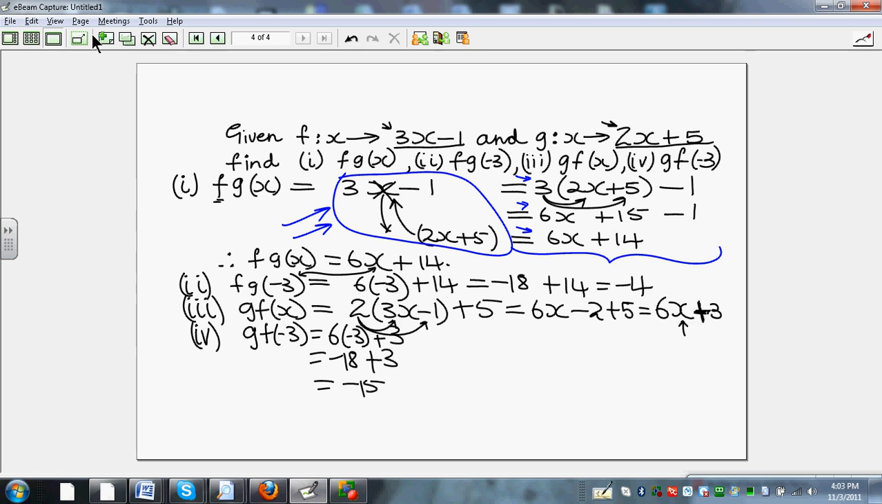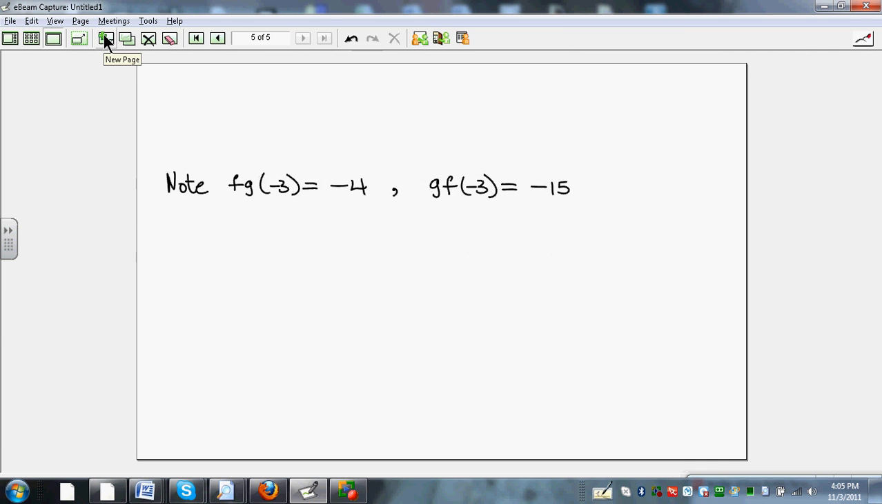Okay? All right. So that is, if they guided us through that method, we would go through that method. But there's something else that we need to be aware of, which we'll do now. Okay, so we take note that in the first method we use, we got fg of minus 3 equal to minus 4. And we got gf of minus 3 equal to minus 15. Now there's an alternate method, another method we could use to do this.